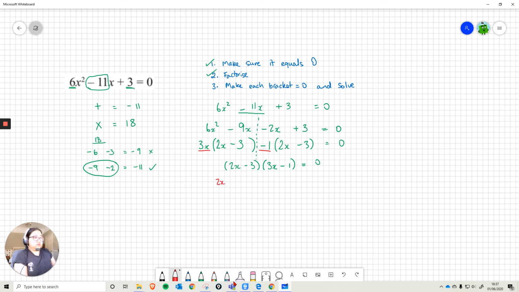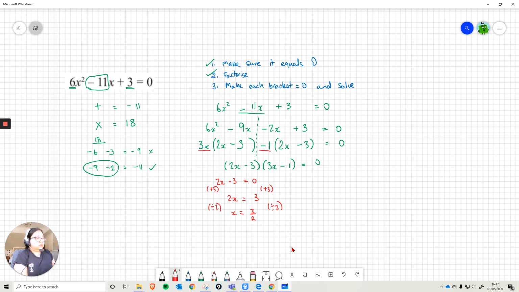So 2x minus 3 equals 0. That's my first bracket. I'm going to get rid of this minus 3 by adding 3 to both sides. So 2x equals 3. The 2 is timesing with x, so I'm going to get rid of that by dividing by 2 on both sides. So x equals, 2 doesn't go into 3, so I'm going to write it as a fraction, 3 over 2. So there's our first solution.